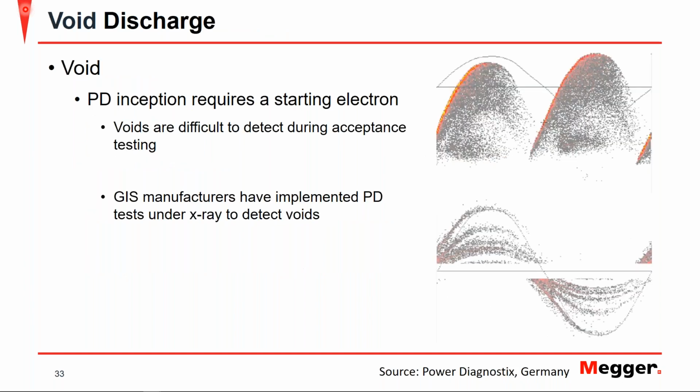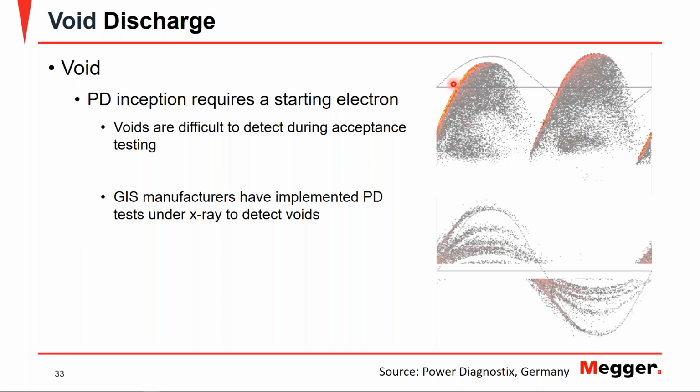And then here we have an example of void discharges where the partial discharge inception requires that starting electron that I had mentioned earlier, which makes the void discharges difficult to detect during acceptance testing, as you may not have that electron readily available. So GIS manufacturers have implemented PD testing using X-rays to excite and have that available electron to try to identify voids.